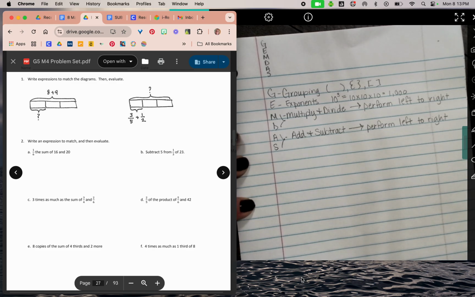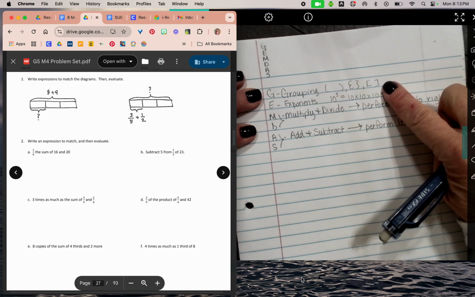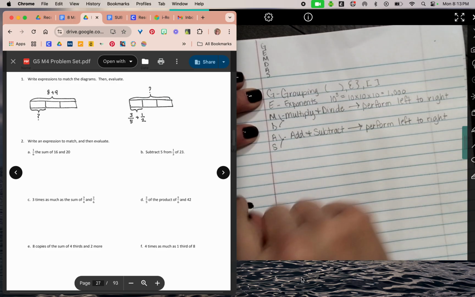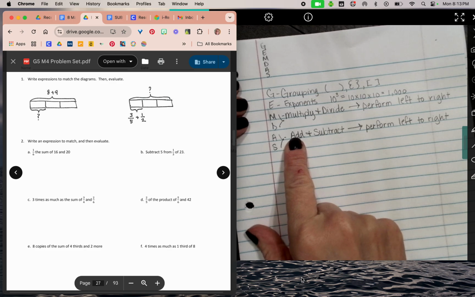Okay, so a couple things to remember. PEMDAS is built on a hierarchy. Remember that the grouping allows us to take operations and have them done in a different order. But from there, the rest of these all build on each other because they are a hierarchy.